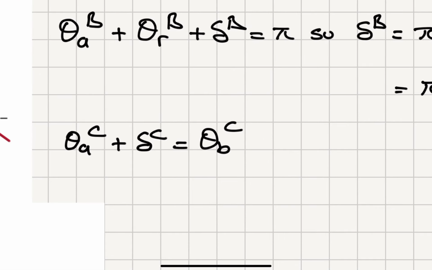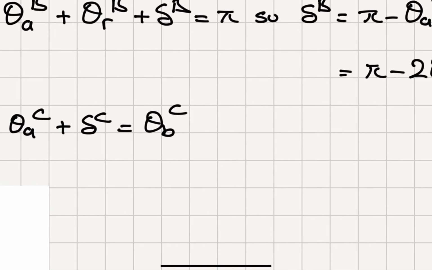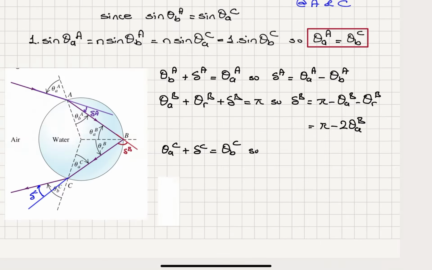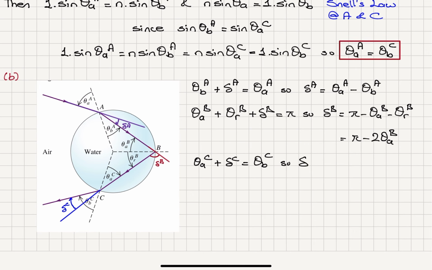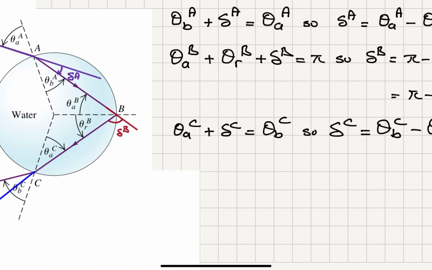So I can write the deviation at point C is the angle of refraction at point C minus the angle of incidence at point C. Now what is the total deviation?